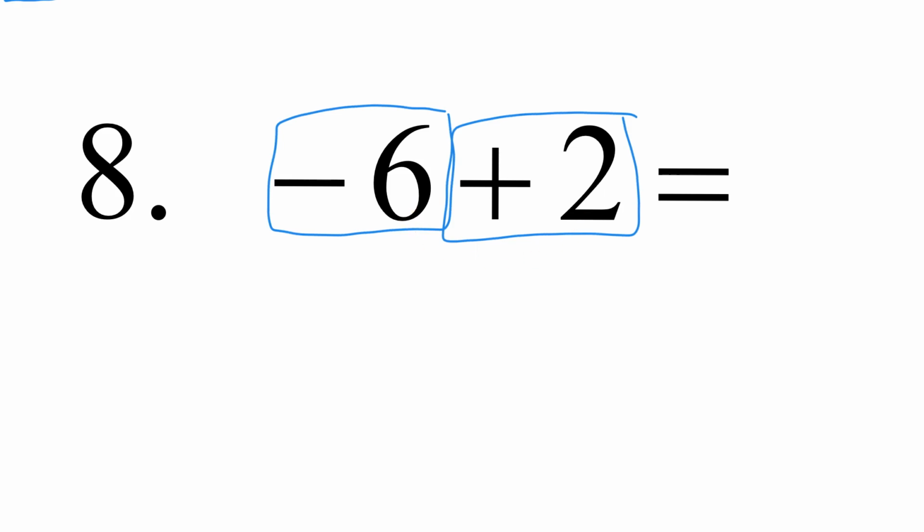So I'm going to put a 4 right here. And the biggest number, biggest one, is negative. So I'm going to have a negative 4 right there because you guys keep the sign of the biggest number.